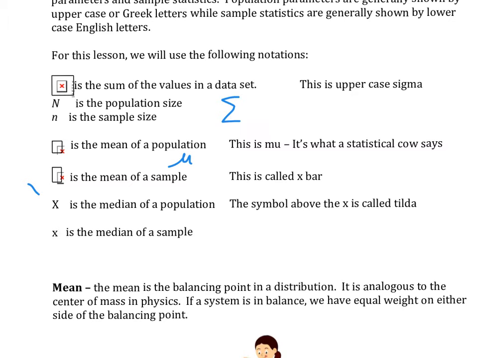The mean of a sample is X bar, we call that. The median of a population is X tilde, and the X is uppercase because we're talking about a population. And the median of a sample is lowercase x with the tilde. And those are some of your common symbols.